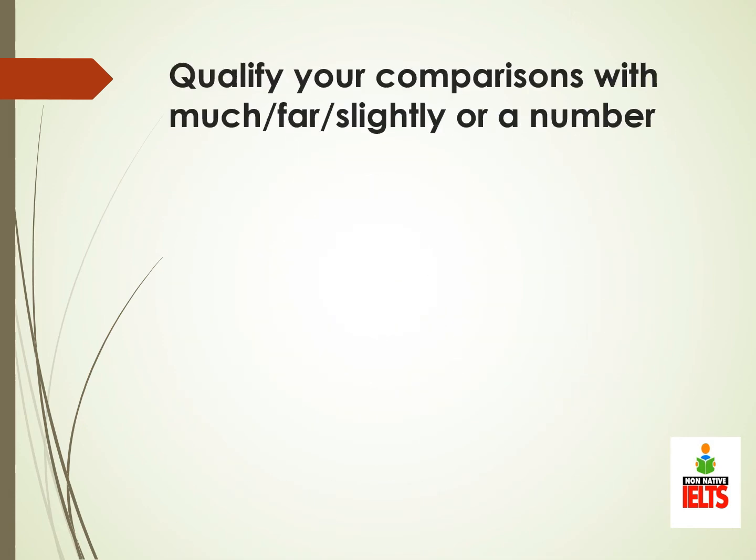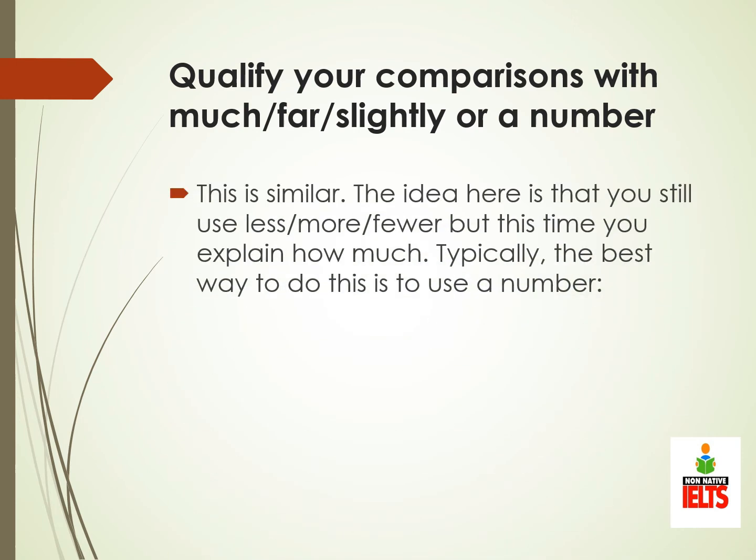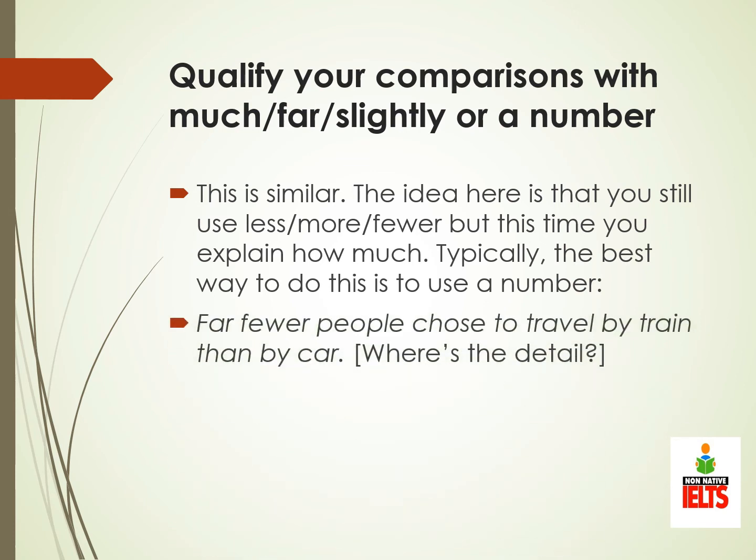Qualify your comparisons with much, far, slightly, or a number. Let's see how to do that. This is similar. The idea here is that you still use less, more, fewer, but this time you explain how much. Typically, the best way to do this is to use a number. Far fewer people chose to travel by train than by car. So where's the detail? It's missing, right?